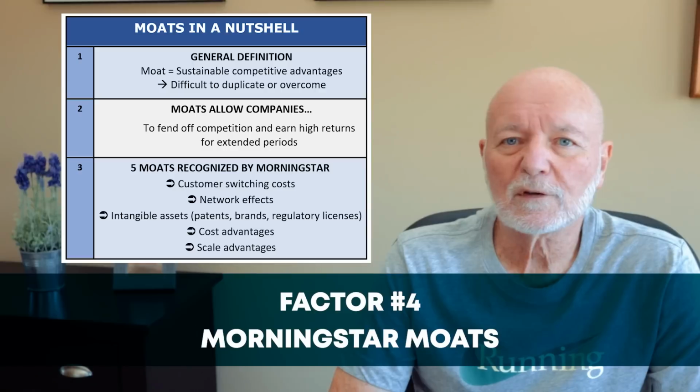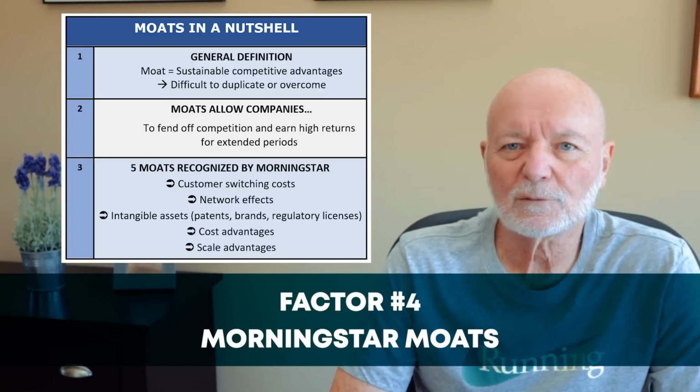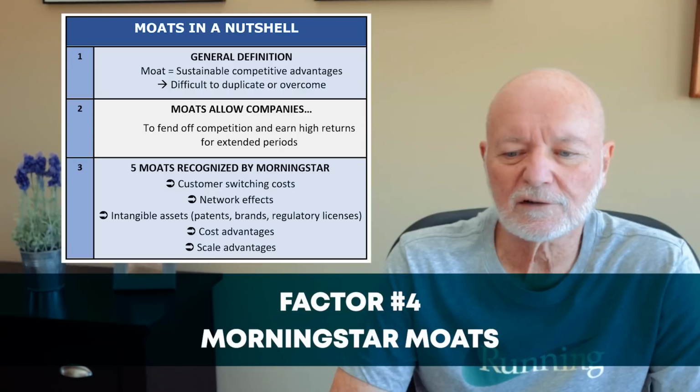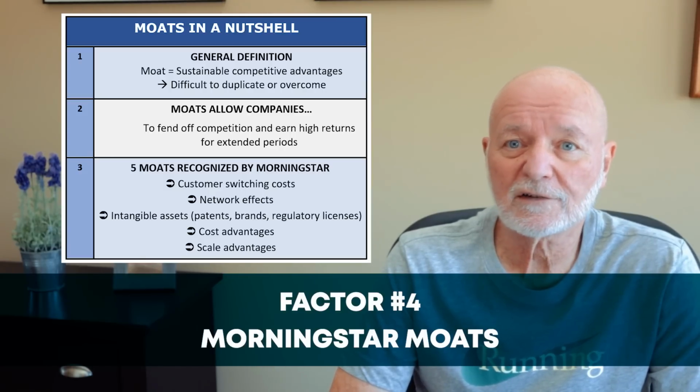The fourth kind of moat that Morningstar identifies, they call cost advantages, which simply means when a company can undercut competitors on price while earning similar margins, or conversely, they can charge market prices but earn higher margins than the other companies while doing so.